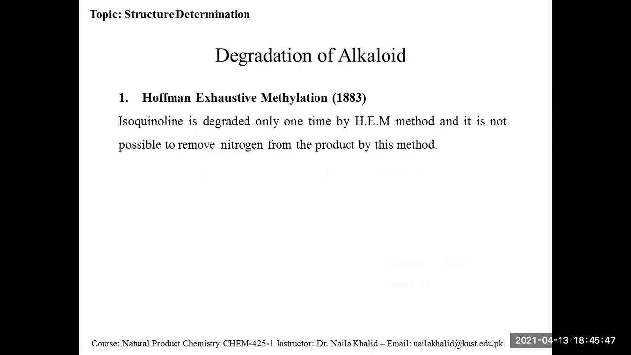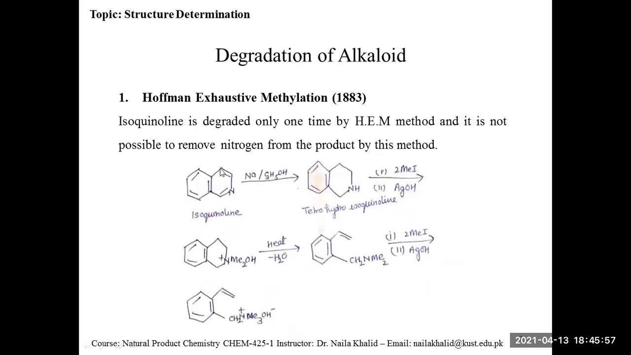Isoquinoline is also degraded only one time by the Hofmann exhaustive methylation method, and it is not possible to remove nitrogen from the product by this method. This is the structure of isoquinoline, which is one of the nuclei in the alkaloids. When it is isoquinoline, it is reduced with sodium in the presence of ethanol.